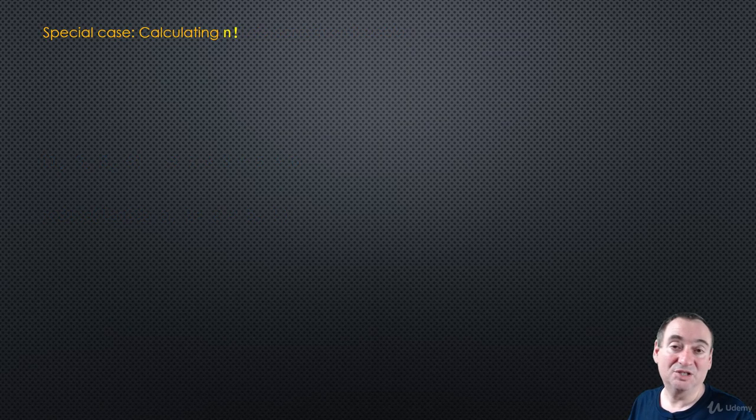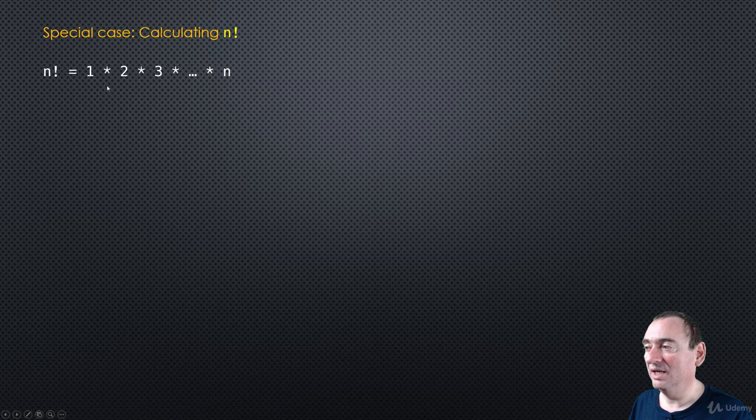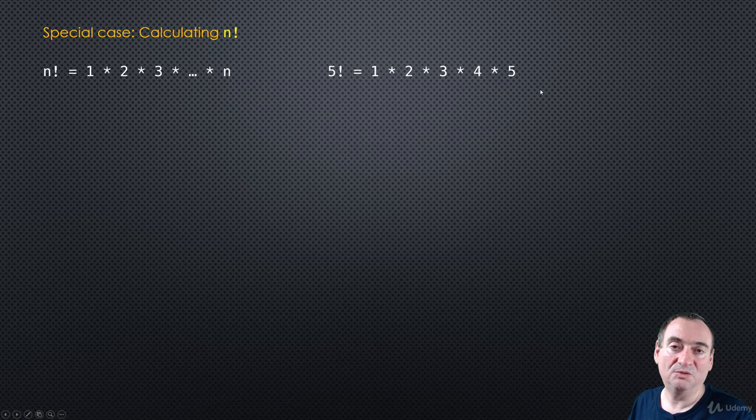So of course this has actually an application. We can calculate n factorial using that. Let's take a look at what n factorial is. Just to refresh your memory, it's 1 times 2 times 3 all the way up to n, right? So we're multiplying the sequence of numbers 1, 2, 3 up to n, right? So if, for example, 5 factorial would be 1 times 2 times 3 times 4 times 5.